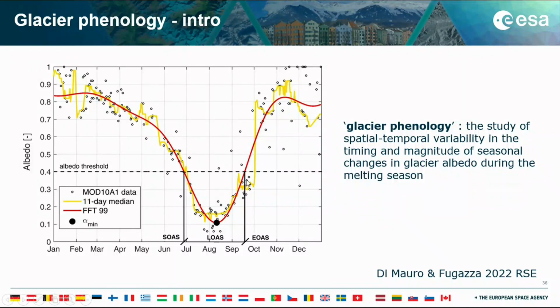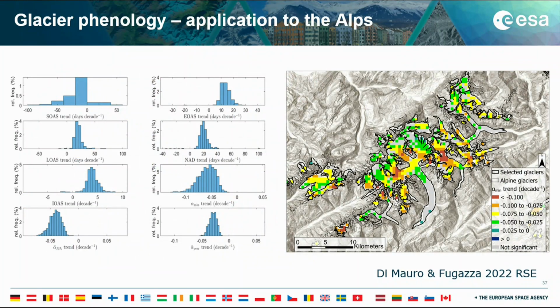And when we have again this threshold passed, we have the end of the ablation season. In this way, we also calculated the minimum albedo of the season. So if we look through time and space at these glaciophenological metrics, we can estimate if glaciers, at least in the Alps, are getting darker or the ablation season is getting longer by using MODIS data. And in fact, we found out that we have some trends at the surface.